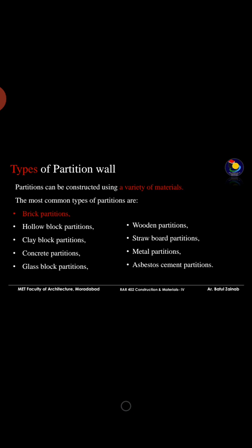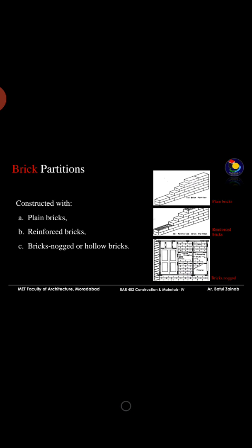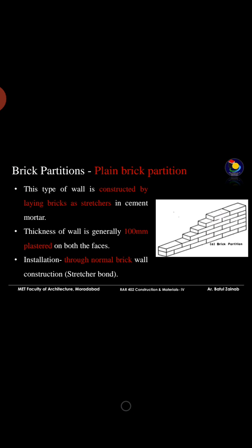So here the most common types of partitions are brick partitions, hollow block partitions, clay block partitions, concrete partitions, glass block partitions, wooden partitions, straw board partitions, metal partitions, asbestos cement partitions. So in this PPT, we'll just cover brick partitions. Brick partitions are constructed with plain bricks, reinforced bricks, and brick notched or hollow bricks. Talking one by one, we'll come up with plain brick partitions first.